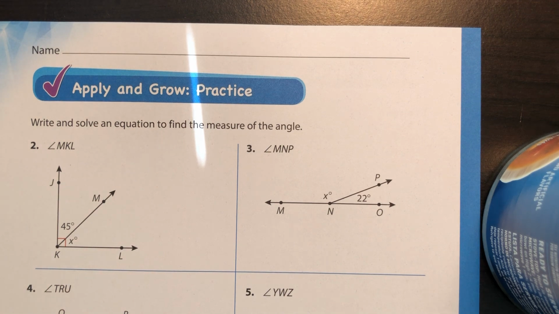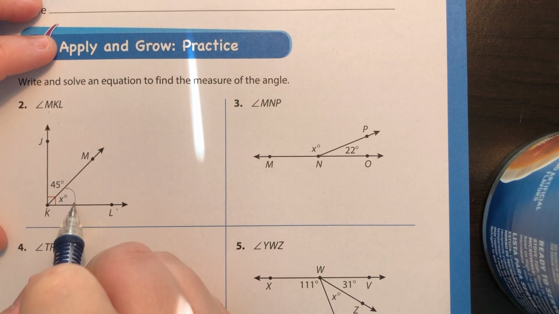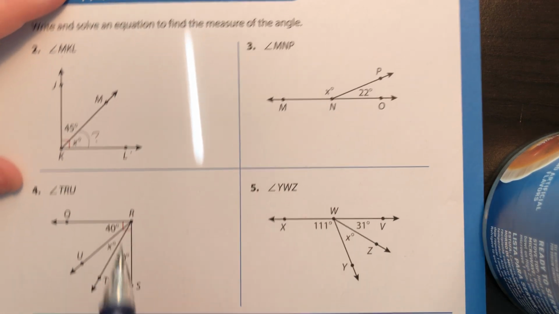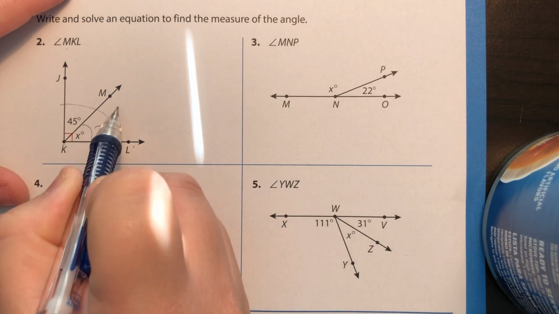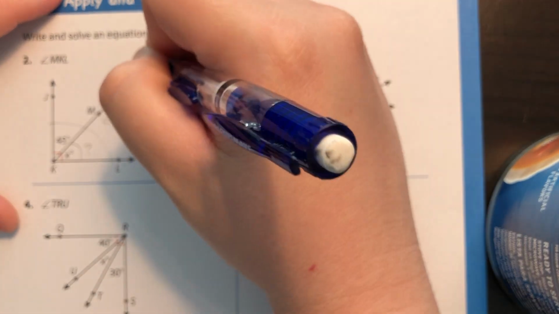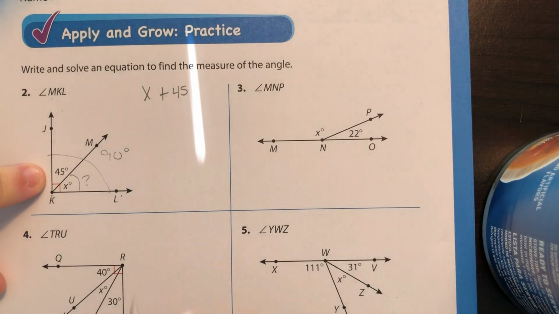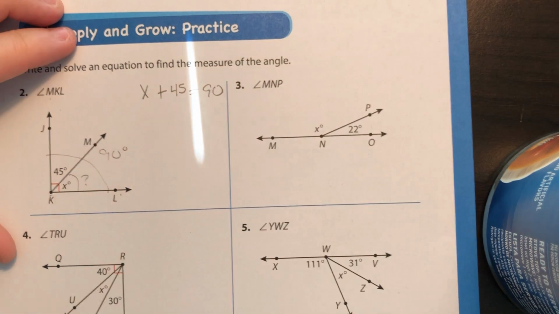So write and solve an equation to find the measure of the angle MKL. Here it is, MKL. I don't know what this one is, but I know because of this little box that both of them together have to equal 90. So how do I do that? I say the x plus the 45, which is the angle that I do know, has to equal 90.